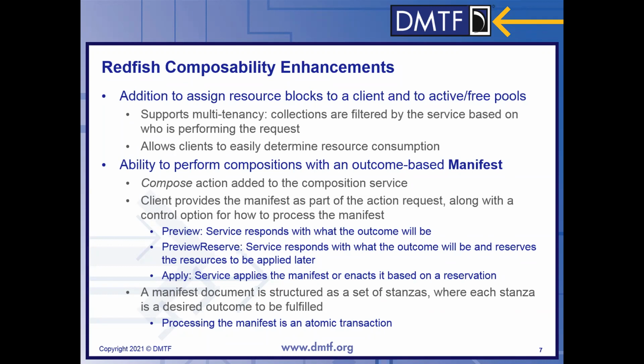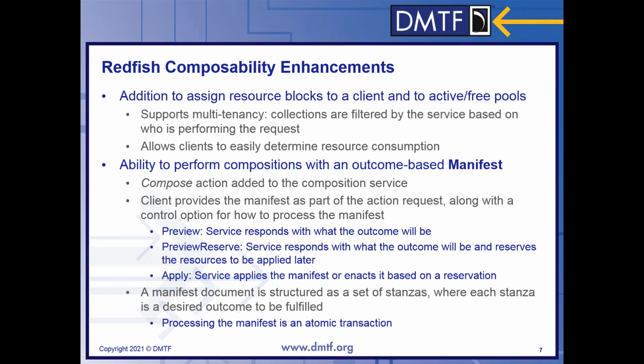The other addition was a new action to compose different resources with a manifest-based construct. This construct allows a client to describe a desired outcome for what it would like to see for a service. So when going in with a compose action, it provides a list of things to set up on behalf of the client, and it gives the desired outcome. There are a couple of different options to go along with that to control how that manifest is processed. You have a preview option so that a client can say, I want to see what you would do as my outcome if I gave you this manifest.